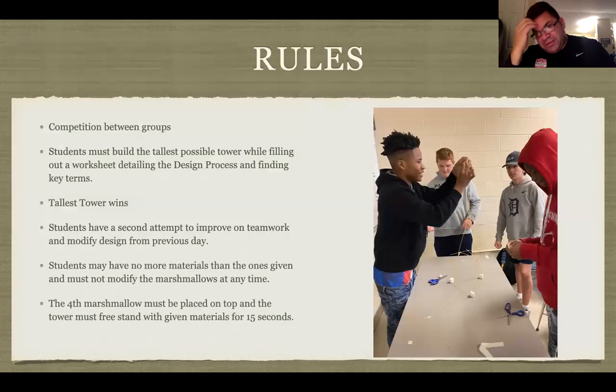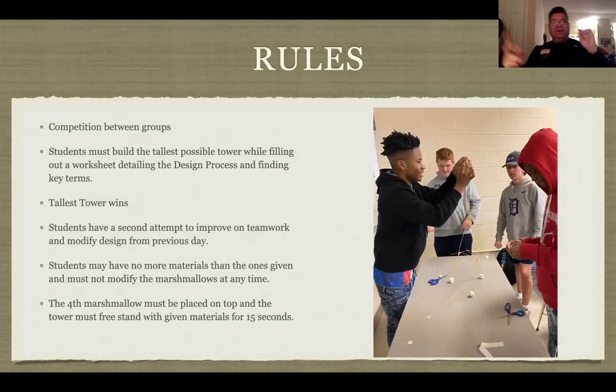The rules. So, simple rules, very easy to understand. It's a competition, right? Each group is able to compete with the other groups. The tallest tower wins. Students must build the tallest possible tower while filling out a worksheet detailing the design process and finding key terms, right? Tallest possible tower wins in this scenario. The students put all of the noodles together. They can use tape to bind them. They can use a string to bind them if they want to. I wouldn't recommend it, but they can use tape.